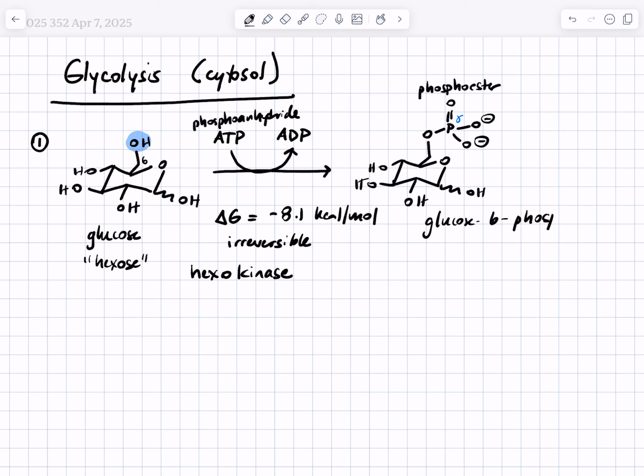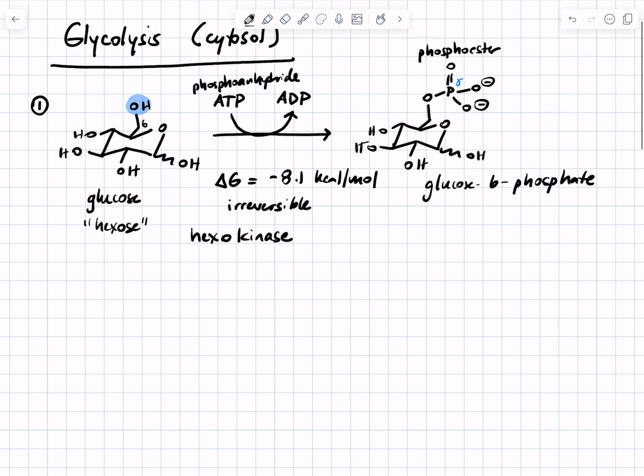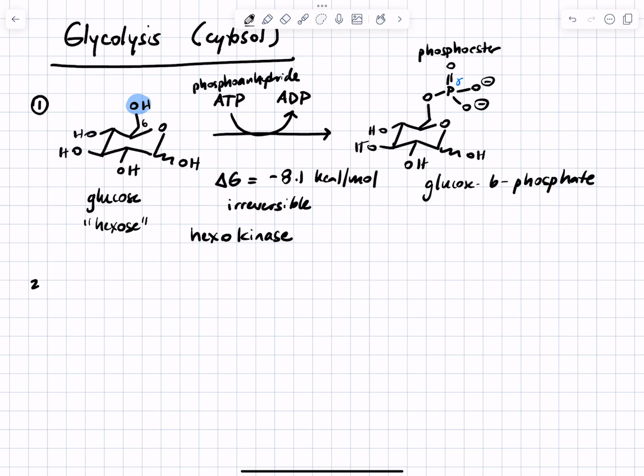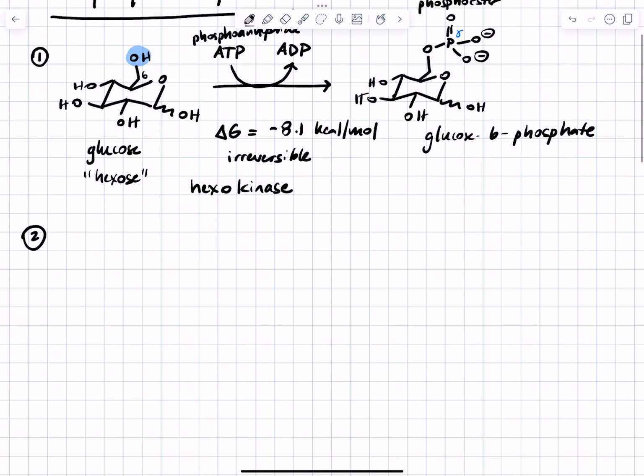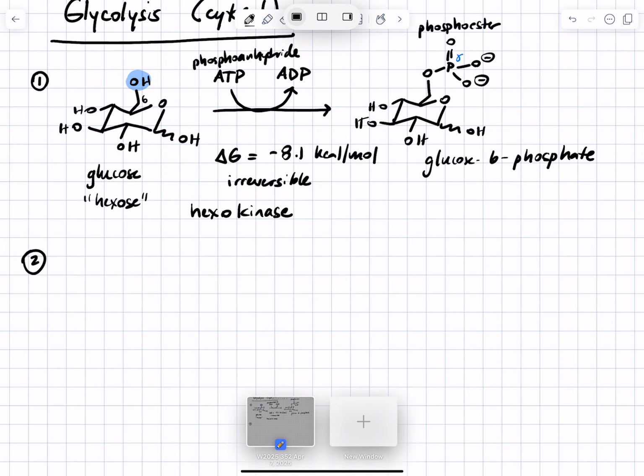And we won't show the mechanism of this because you've seen a kinase mechanism before, so I'll just refer you to that. So the second step involves conversion of glucose 6-phosphate to an isomer.